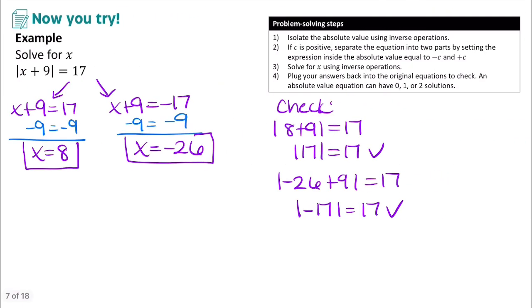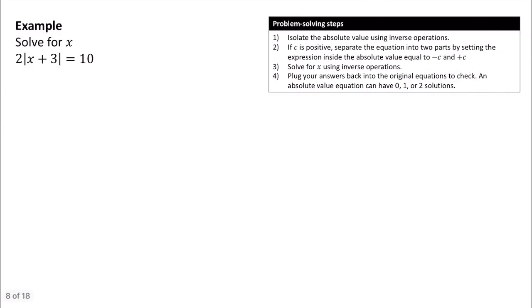So you can see here we have the absolute value of x plus 9 is equal to 17. So we're going to separate it into 2 cases since 17 is positive. We go ahead and solve, which gives us 2 solutions, x equals 8 and x equals negative 26. When you plug them back in, they both will work in your original problem. So now let's try this example.